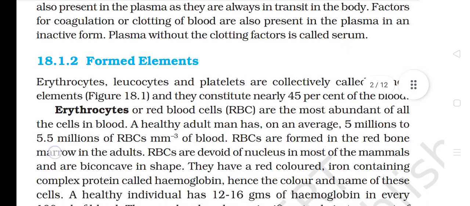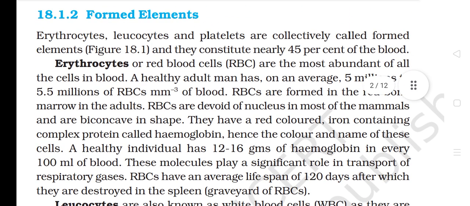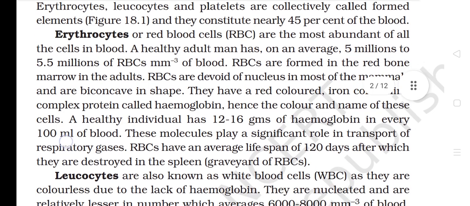Formed elements. Erythrocytes, leukocytes, and platelets are collectively called formed elements, and they constitute nearly 45% of the blood. Erythrocytes or red blood cells are the most abundant of all the cells in blood. A healthy adult man has, on an average, 5 million to 5.5 million RBCs per cubic mm of blood. RBCs are formed in red bone marrow in the adults.